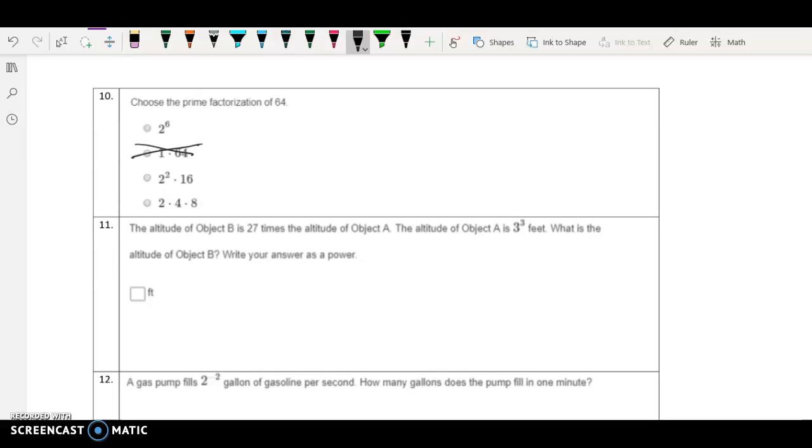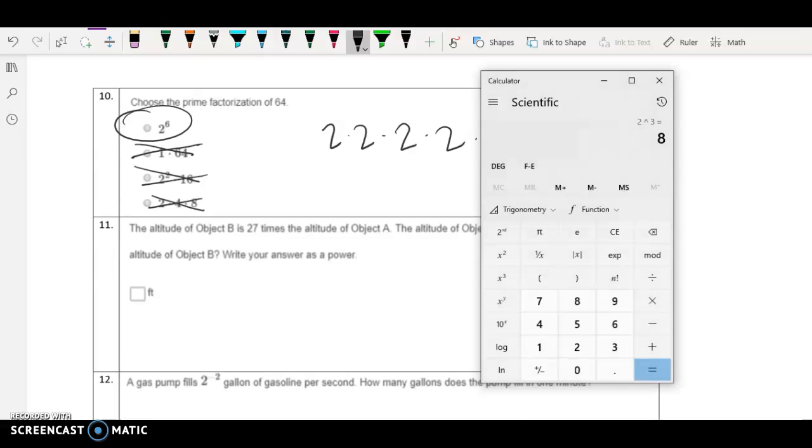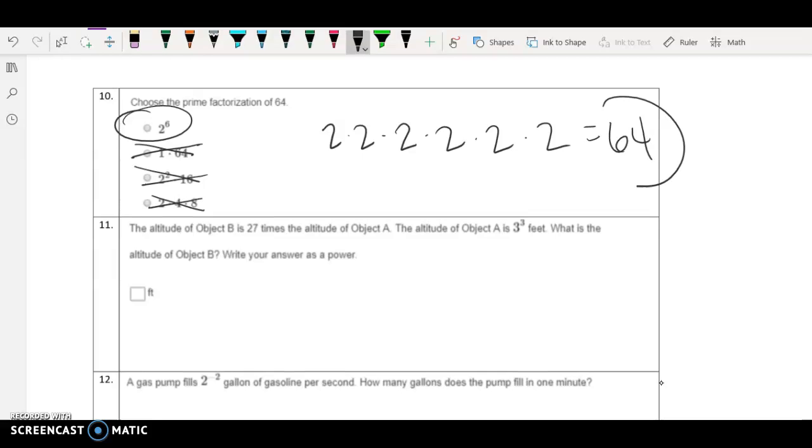This one's not simplified, and this is not using only exponents. So that one's out. This is not prime factorization. So my answer is the first one, 2 to the 6th, and I can check that by doing 2 times 2 times 2. I think I missed a 2 there, maybe I multiply by 1 more 2. Anyway, so I'm going to do 2 and then 2 to the 6th power, and that gives me 64. So I know that this is 64, so this is my prime factorization.